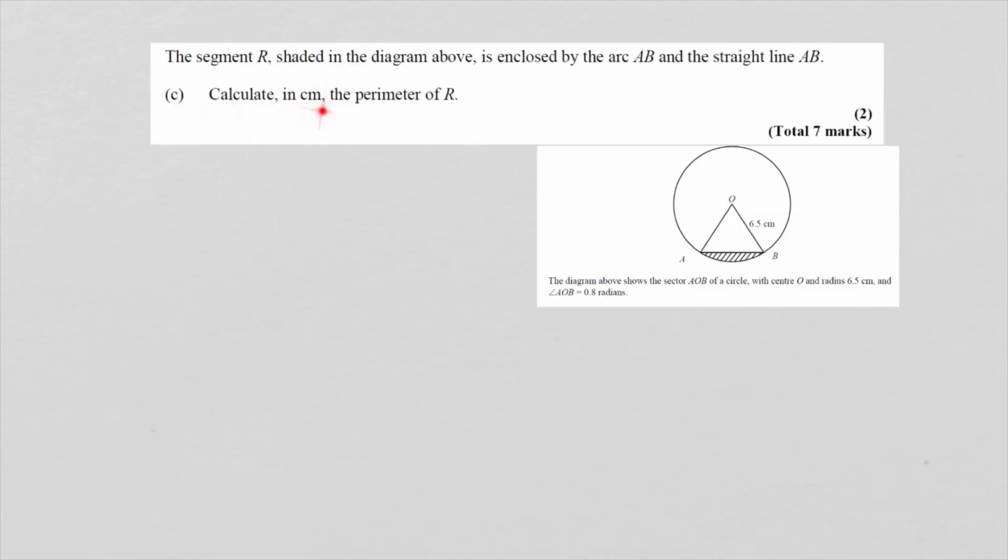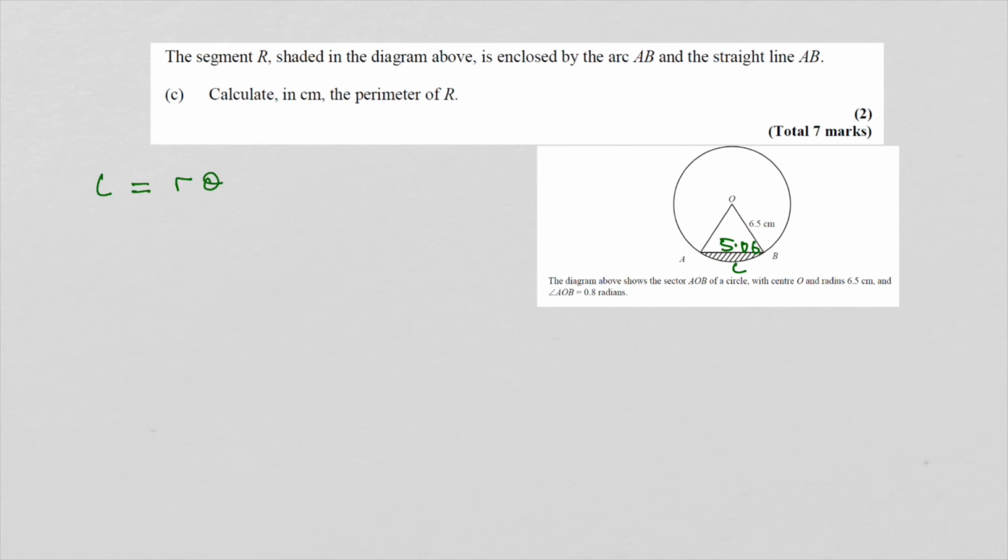Calculate in centimeters the perimeter of R. So the shaded part is R. We know the length AB, which we found to be 5.06, and the other length we need to find is the arc AB. Now to calculate the arc, the arc length, let's call it L, is r theta.